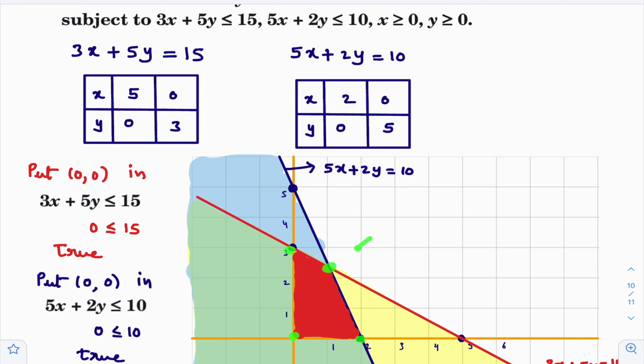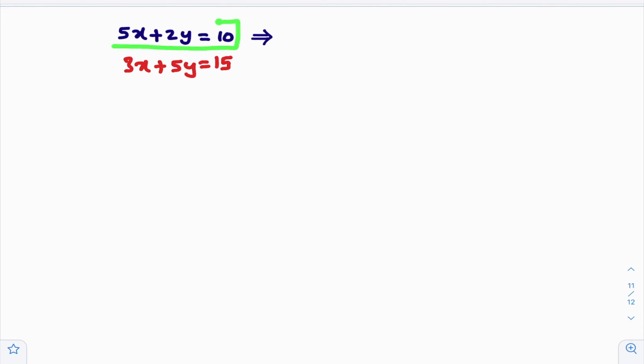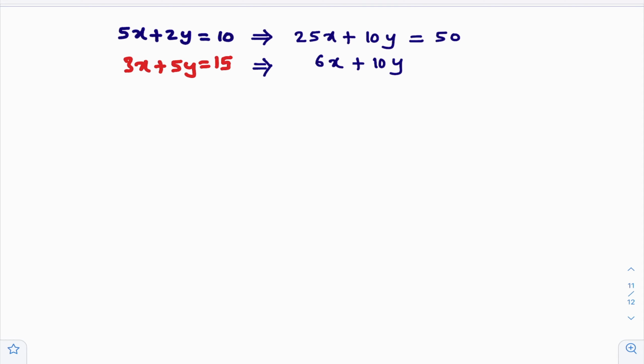To get this corner point, we will solve these two line equations: 5x plus 2y equal to 10, 3x plus 5y equal to 15. Solve these two line equations to get this corner point. You multiply the first equation with 5. Let's see what you will get. 5 fives are 25x, 5 twos are 10y, equal to 5 tens are 50. Now the second equation you multiply with 2. Then it will be 6x plus 10y equal to 15 twos are 30.